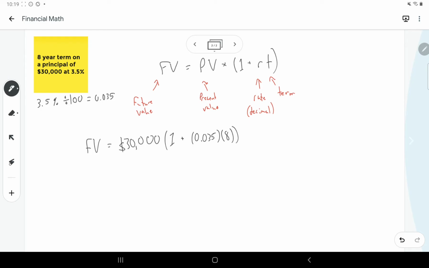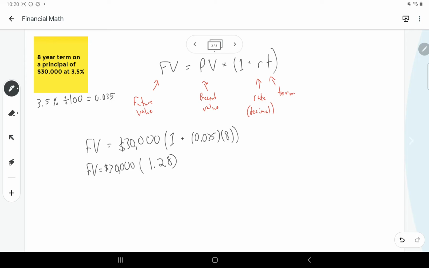Okay, so now we just do some simple math here. So we've got FV equals 30,000. I'm not going to touch this just yet. Let's just do the interior here. So if we take this back end here, 0.035 times 8, that'll give us 0.28, right, 0.28. And we want to add the 1. So if we add the 1 to the 0.28, we get 1.28.